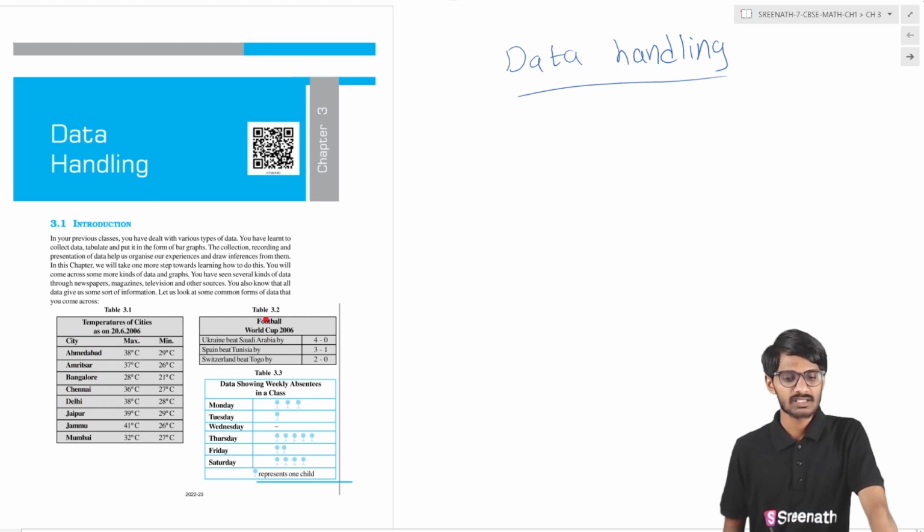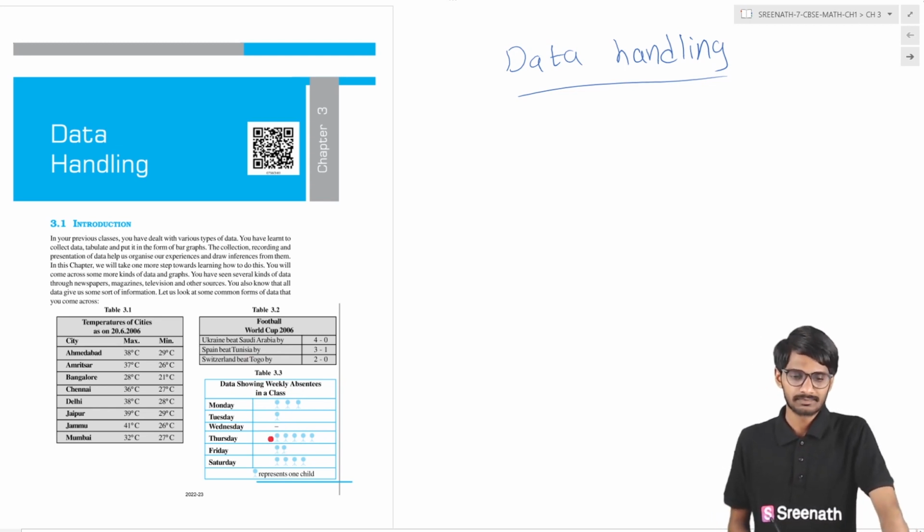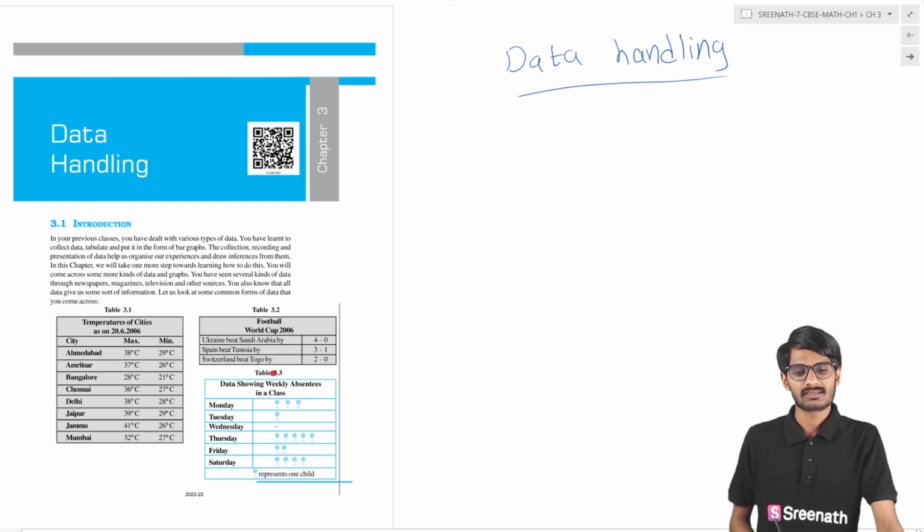And here there is a football World Cup 2006. In this football World Cup, who made how many goals, like that a table is given. Here data showing weekly absentees in a class. Here there is data showing how many students are absent weekly in a class. So this is the table representation, students.